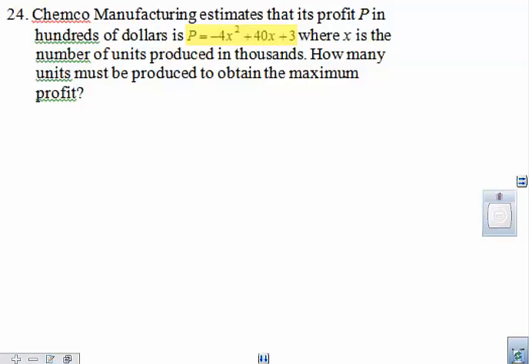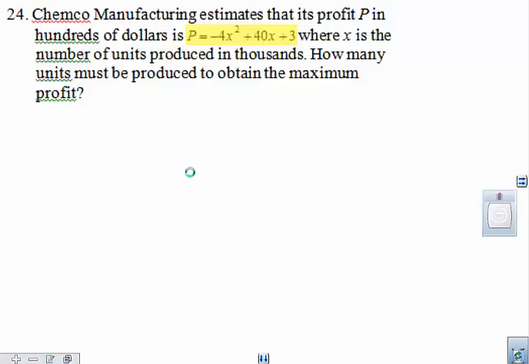Word problems, you just need to be able to break down and understand what they're asking. So this says Chemco Manufacturing estimates that its profit P in hundreds of dollars is P equals negative 4x squared plus 40x plus 3, where x is the number of units produced in thousands. How many units must be produced to obtain the maximum profit?